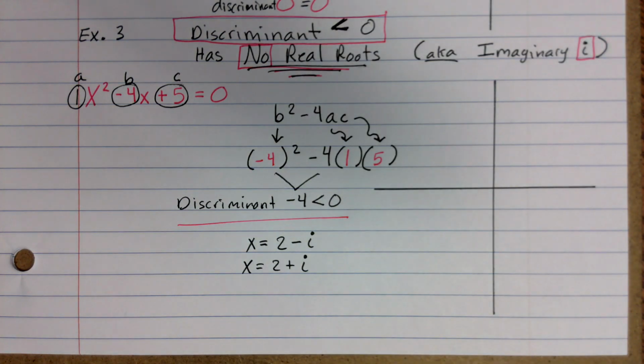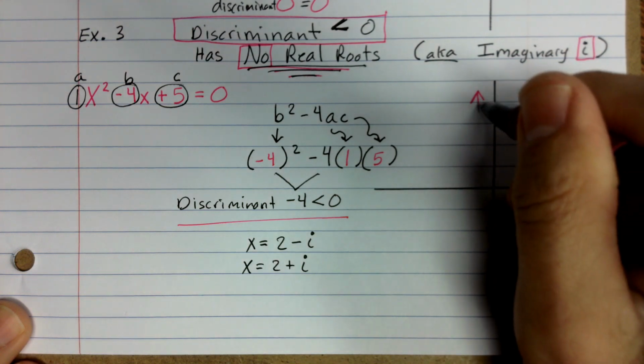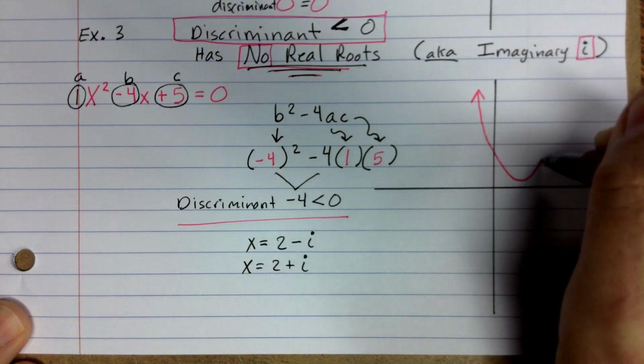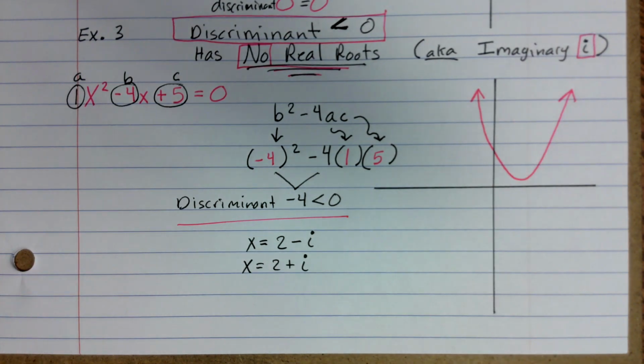So if I were to draw an image of this to see what it looks like, it looks quite like this. There are no real solutions because it doesn't cross.